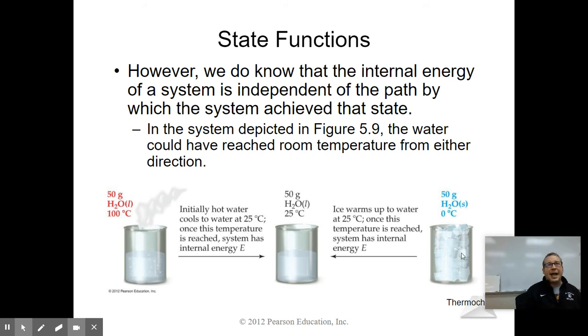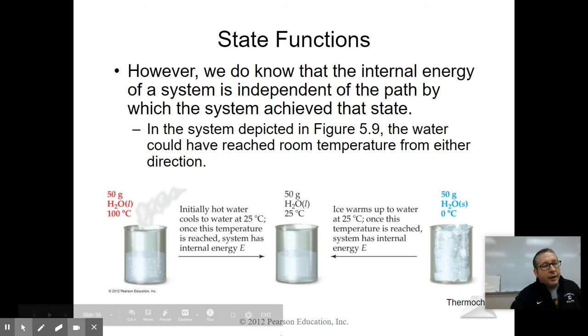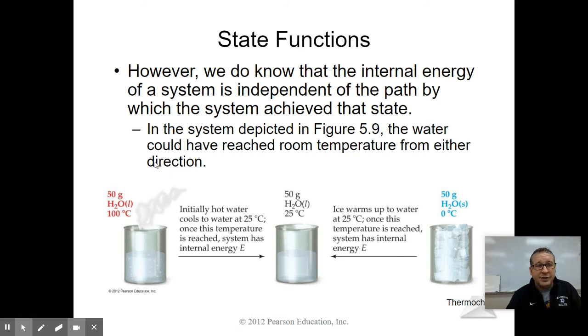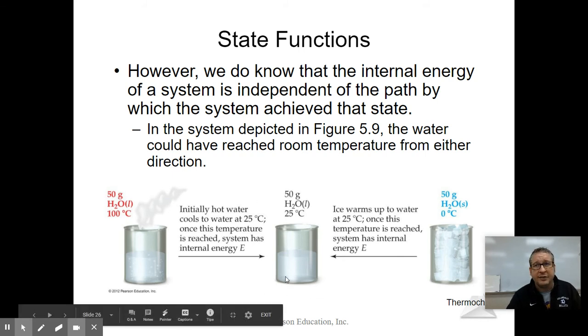By letting it sit out, not providing any other heat energy other than the room, it's eventually going to come to what I would consider an equilibrium, a balance. And so, again, it's completely independent of the path by which we got there. It doesn't matter. We just know that this particular sample of water has a certain amount of internal energy.